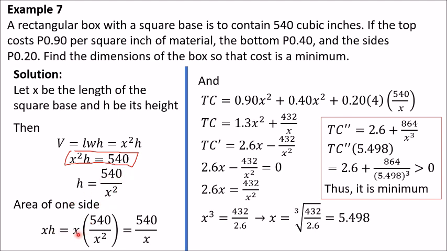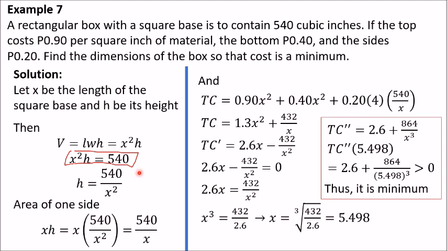So, substitute lang. X times 540 over x squared. Okay, mag-cancel yung isang x dito at saka yung exponent dito. Maging 1 na lang yan. So, the area of one side is 540 over x. Kailangan natin to sa pag-solve ng ating total cost.